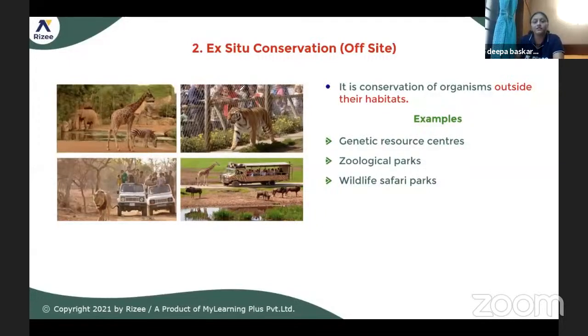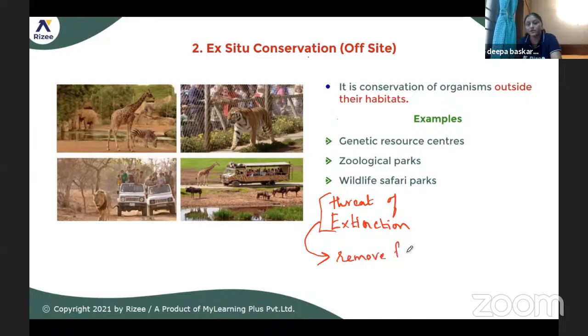The second type is ex-situ conservation. Let us see when and why we use it. It is the conservation of organisms outside their habitat. If some species are endangered and under threat of extinction, we have to remove them from their habitat and take care of them by providing an artificial, man-made habitat.